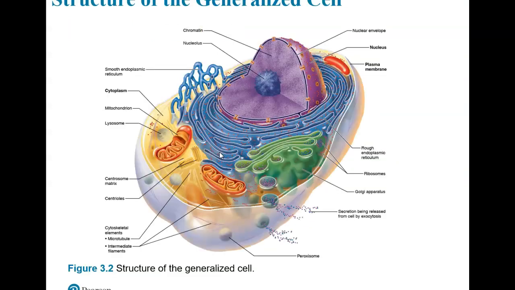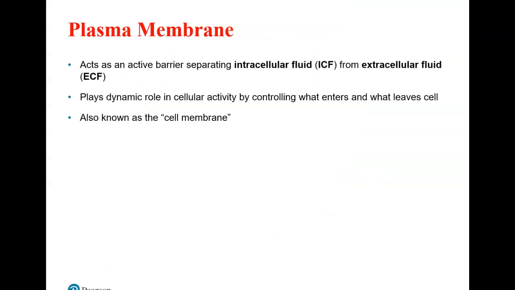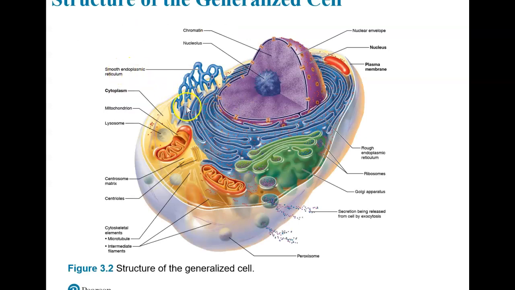So we focus on the plasma membrane. If we zoom into this outer boundary of the cell, we're going to see that it acts as a barrier. It separates the intracellular fluid from the extracellular fluid. It plays a role in cell activity because it controls what can come into the cell and also what can leave the cell. So it makes a semi-permeable membrane.